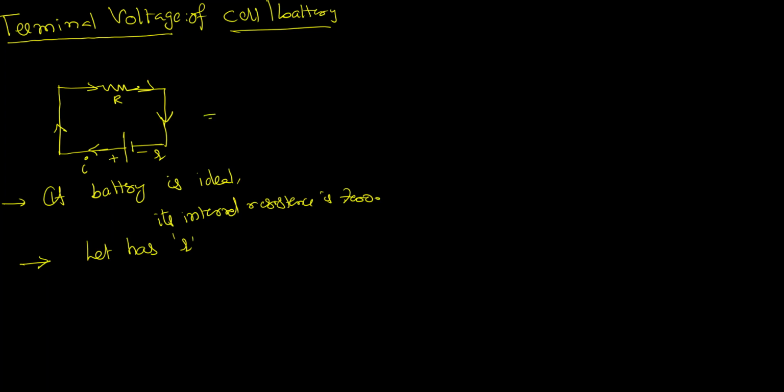So if I have to draw an equivalent circuit, this is an external resistance, this is the battery, but this battery also has some resistance which is opposing the flow of the current, which is called the internal resistance. Thus the internal resistance acts like a series resistance to the battery.